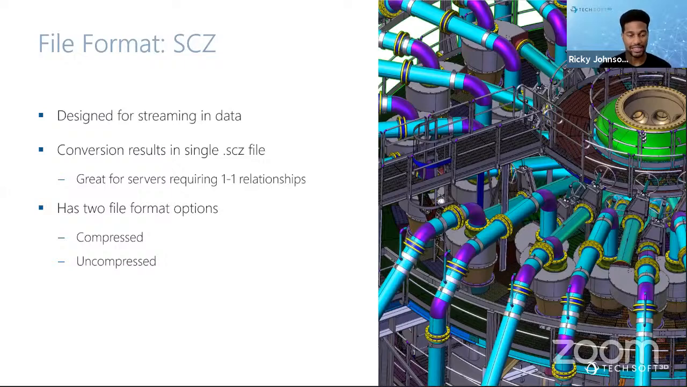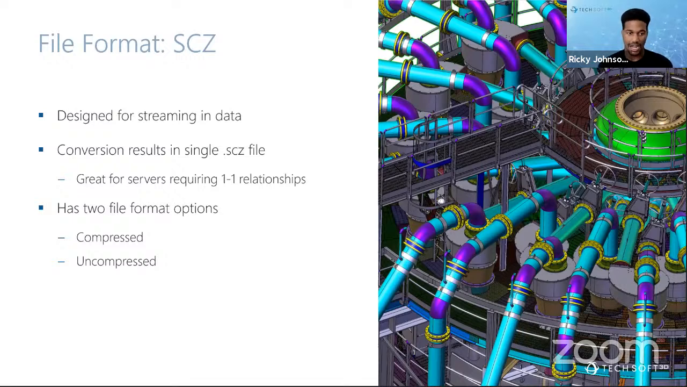If you do have a large model that you need to stream and you would still like to use the SCZ file format, we have the uncompressed SCZ file format. Although the name says uncompressed SCZ, there is still a little bit of compression that happens. However, this file format allows the server to randomly access information and data from the file without needing to go through that decompression step. So this file format allows for very quick streaming.